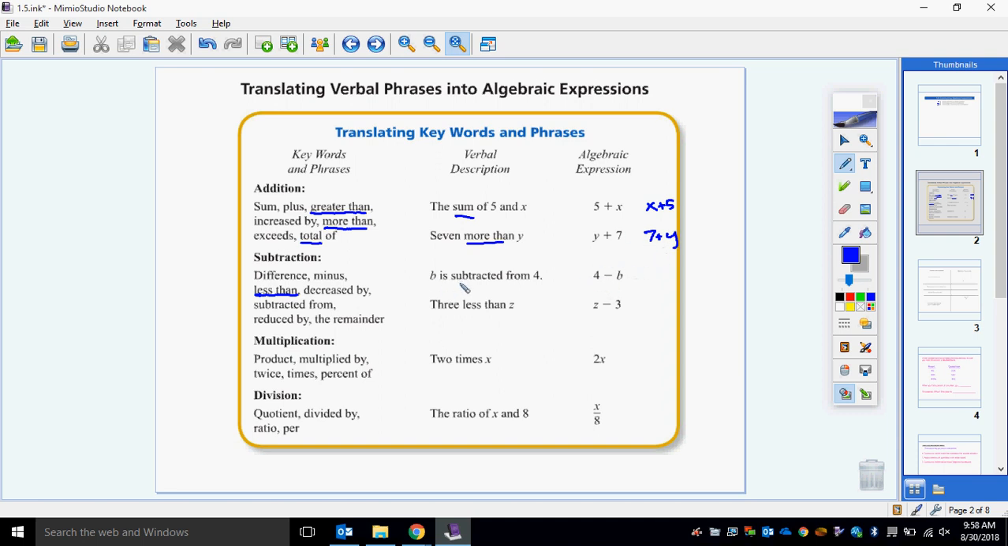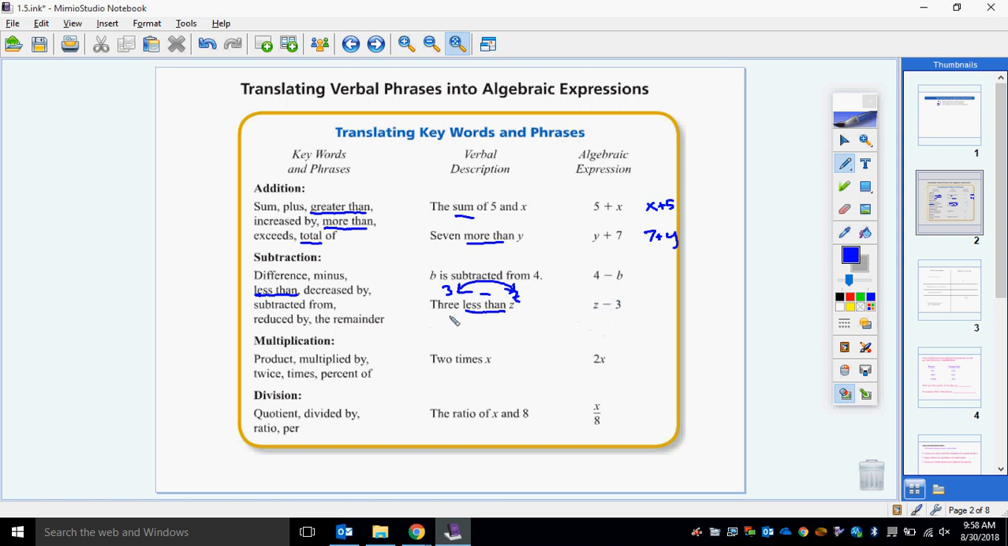So b is subtracted from 4. So we have 4 and we want to subtract b from it. So 4 minus b. 3 less than z. It looks like it'd be 3 minus z, but less than means to switch the order. So switch the order, so z minus 3, because 3 less than z.